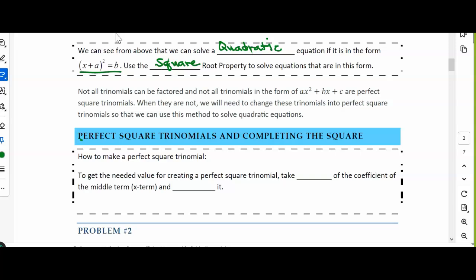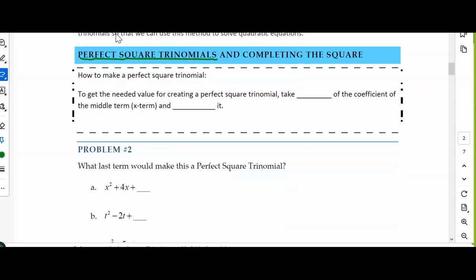Okay, so first we've got to remember about perfect square trinomials. We talked about those again back in Module 3, so it may have been a little while. But a perfect square trinomial, just to show you some things here. We're going to be figuring out what goes in this blank to make a perfect square trinomial. So to get the needed value for creating a perfect square trinomial, take half of the coefficient of the middle term, or the x term, so like this one is what I'm looking at, and square it.